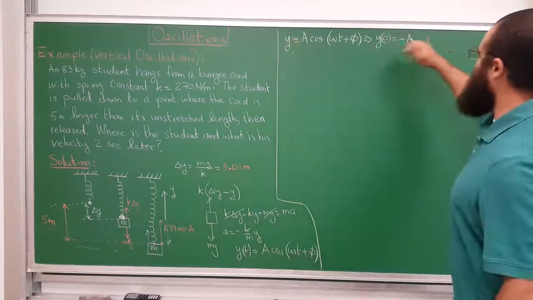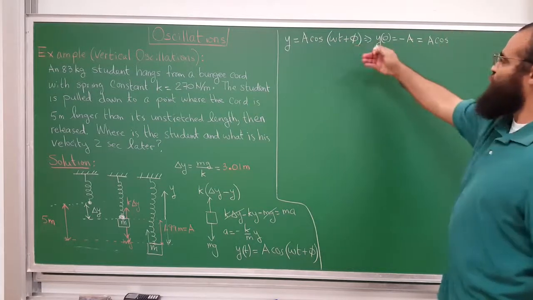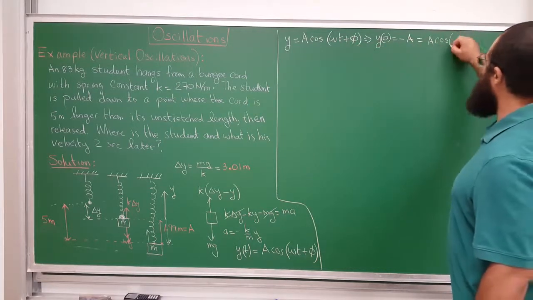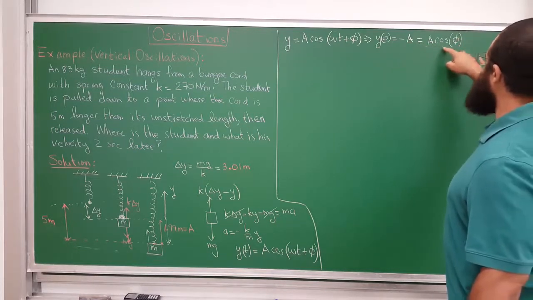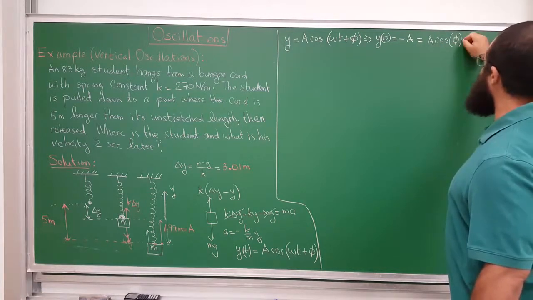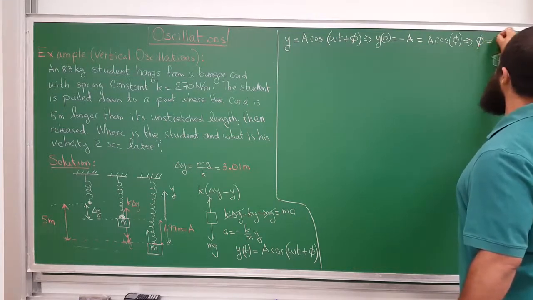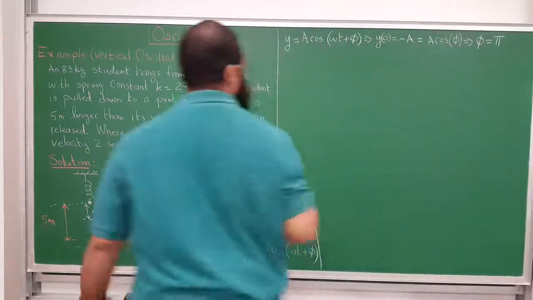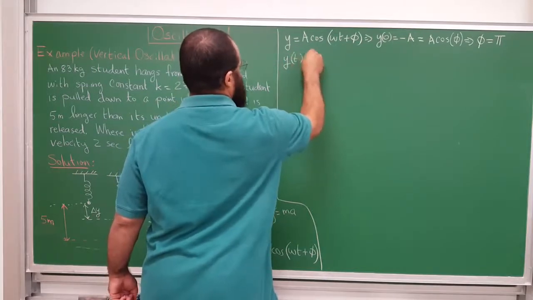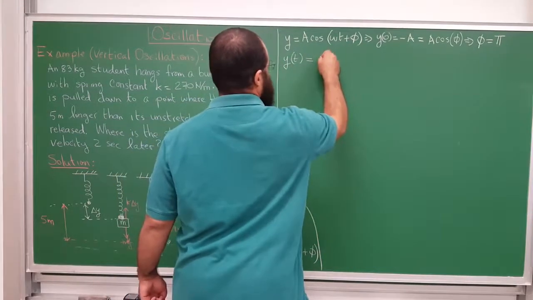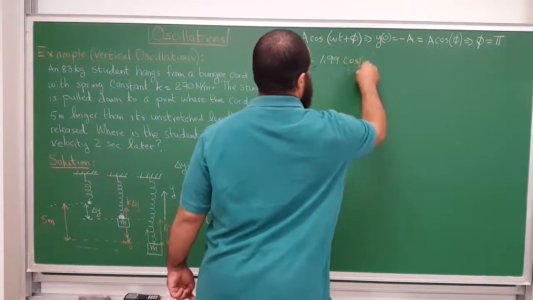That's on the left side. But on the right side, it has to equal A times the cosine of, if you plug in 0 for t, that's 0. And so you just have A times the cosine of phi. And so negative A equals A times the cosine of phi. So the cosine of phi is equal to negative 1. So phi would be pi, because cosine of pi is negative 1. Remember, everything is in radians. And therefore, y as a function of time will be the amplitude, 1.99, times the cosine of omega t.